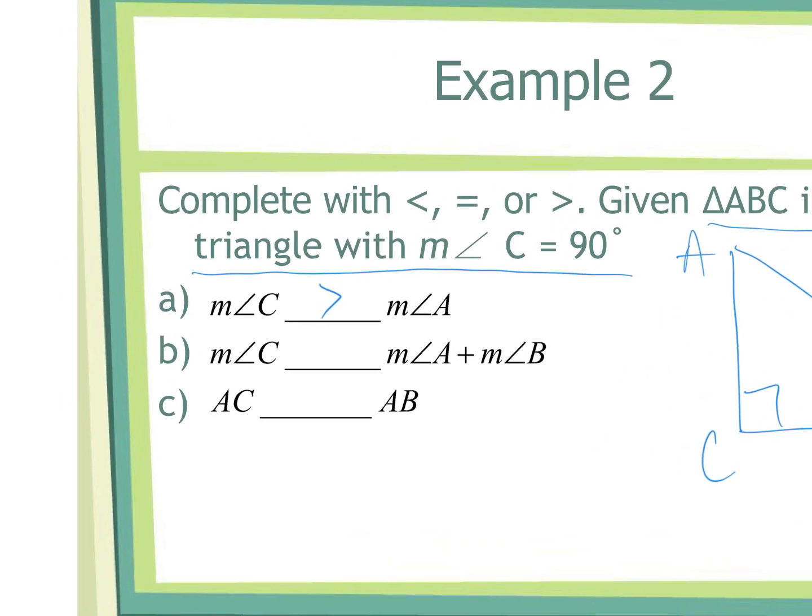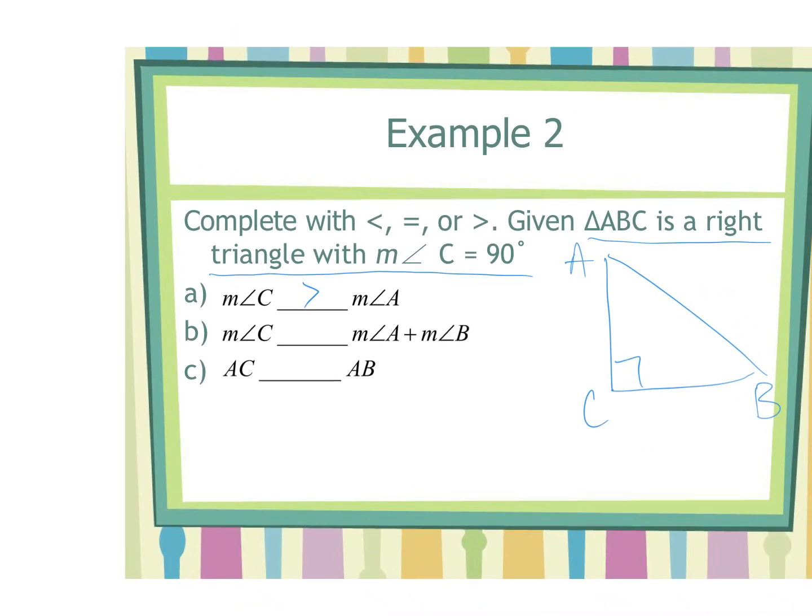So angle C has to be larger than angle A. What about angle C compared to angle A plus angle B? They must be equal to each other. Because angle C is how much? 90 degrees. So how many more degrees do we have to deal with? 90. So do you agree that they're both going to be 90? Very good. So they have to be equal to each other.